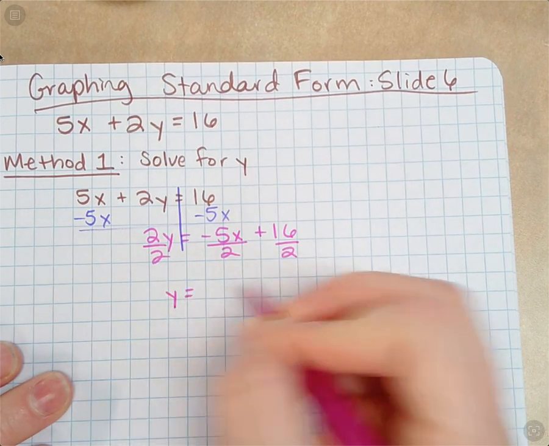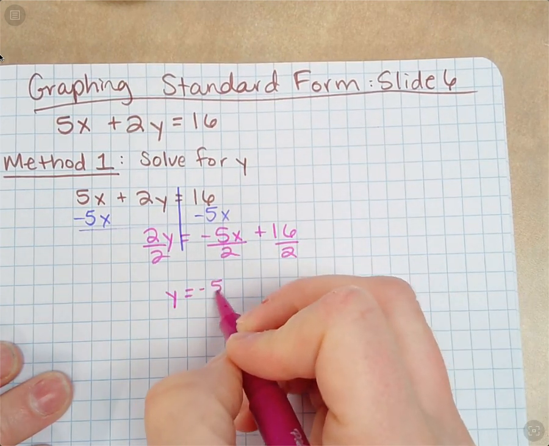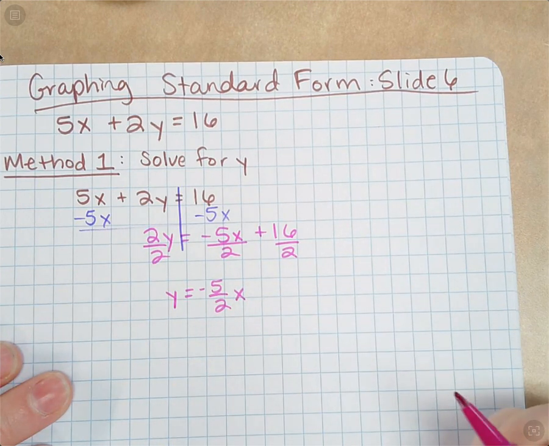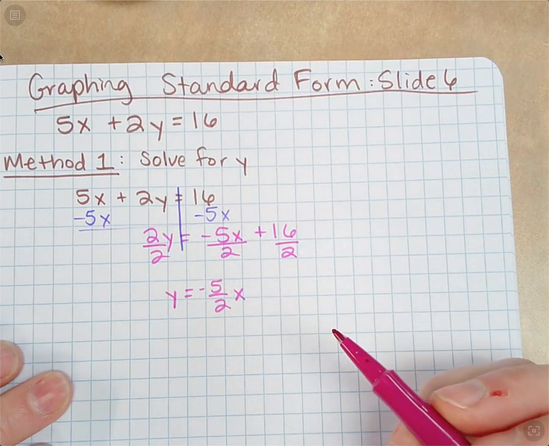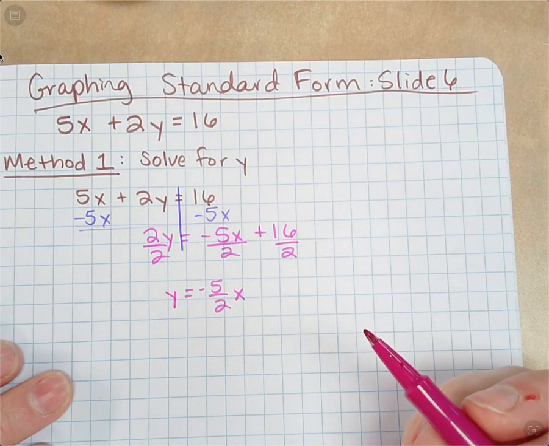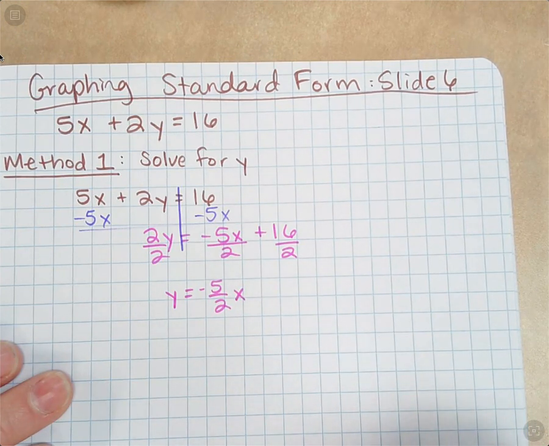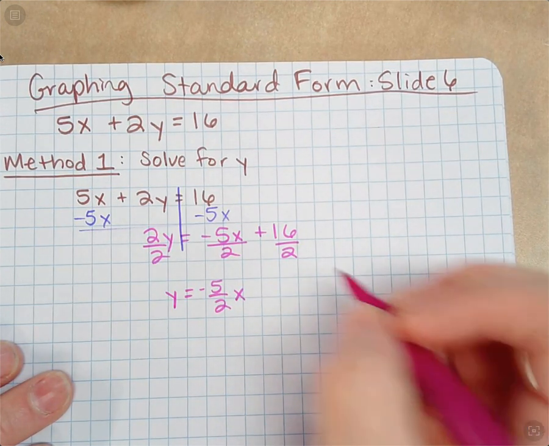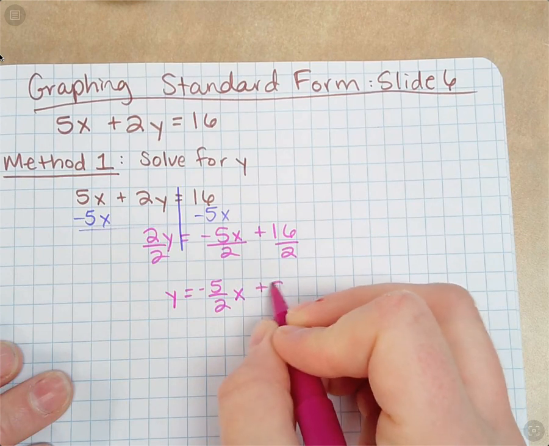So y equals negative 5 over 2x. If we could reduce it, we would. If we can't, we'll just leave it like that because it's easier to graph if we have a rise or a run as a fraction rather than decimal. And then 16 over 2 is plus 8.